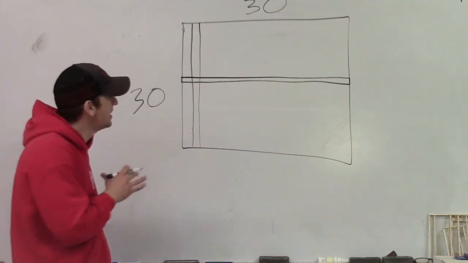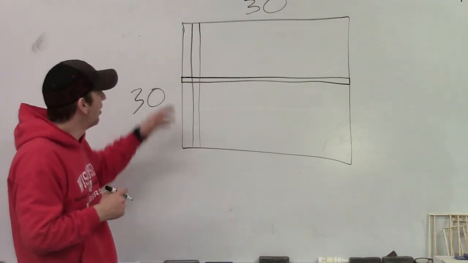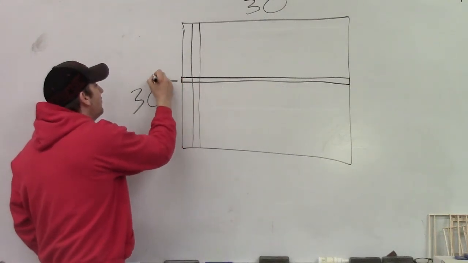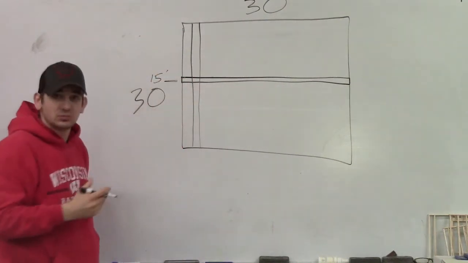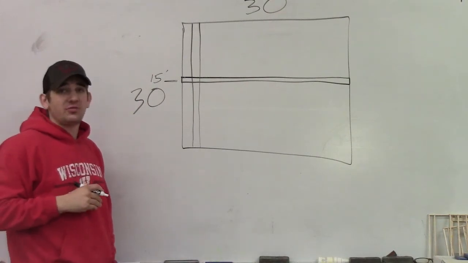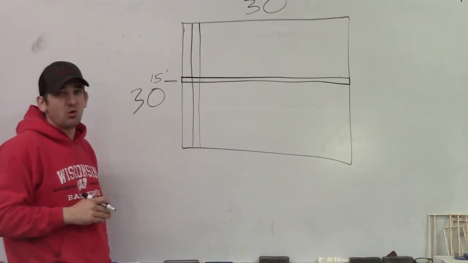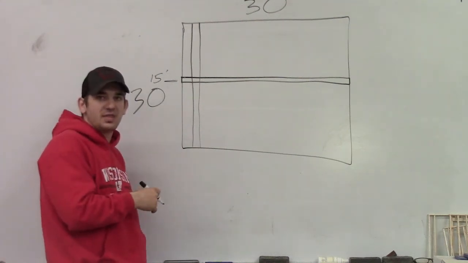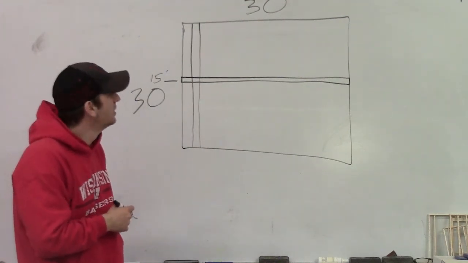Now here's the thing: our span now, if we split that in the middle, is 15 feet. Cool. We can't order 15-foot boards, so we got to order 16-foot boards. If we wanted a 15, we just got to cut that 1 foot off ourselves.